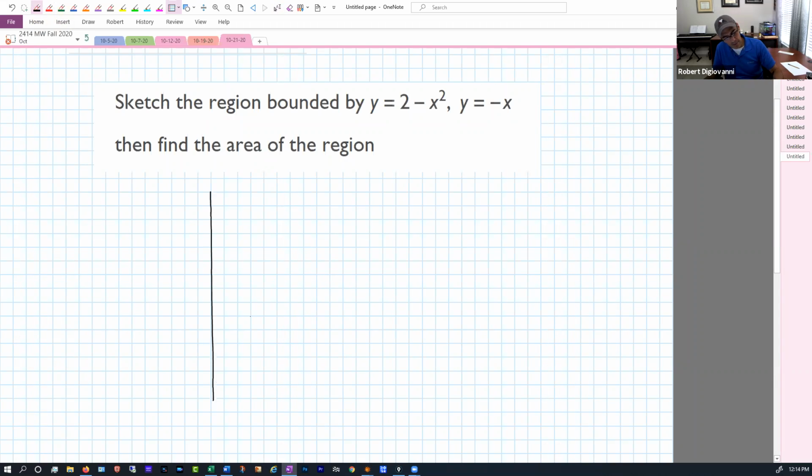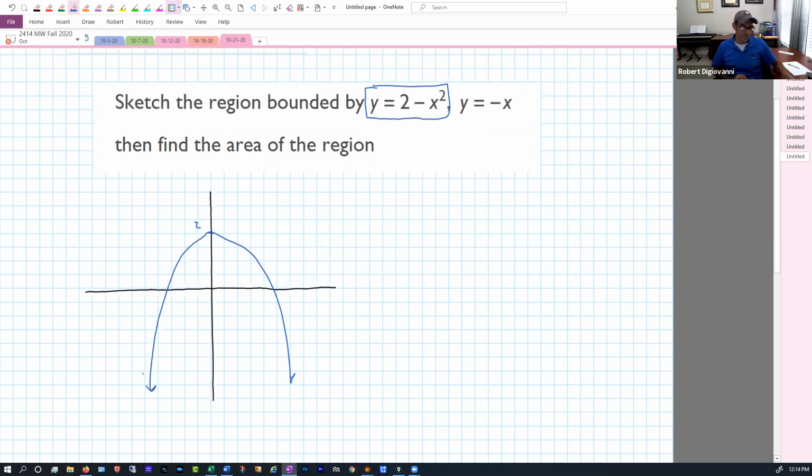That's a parabola, right? Because it's x squared. It opens down because there's a negative in front of the x squared. And the 2 means that I move it up 2. So I go up 2. I'm going to say that that's 2 right there. And this parabola opens down like this. It's not the best parabola in the world, but good enough. There we go. All right, so that's the blue one.